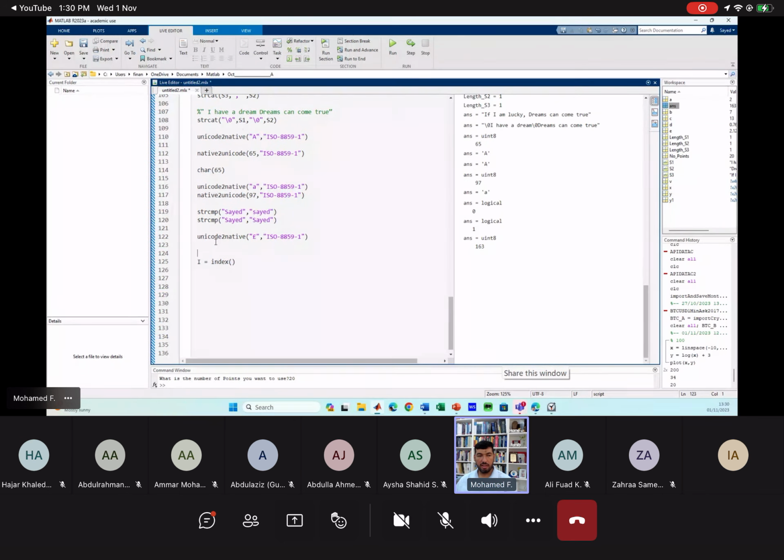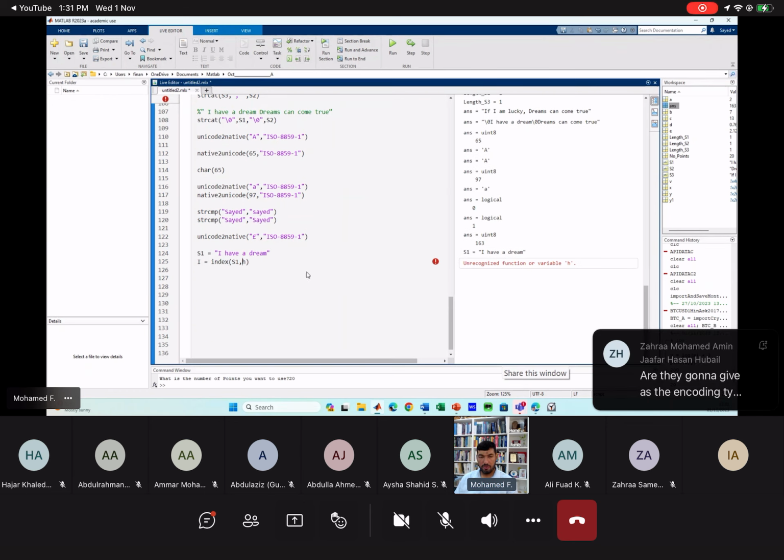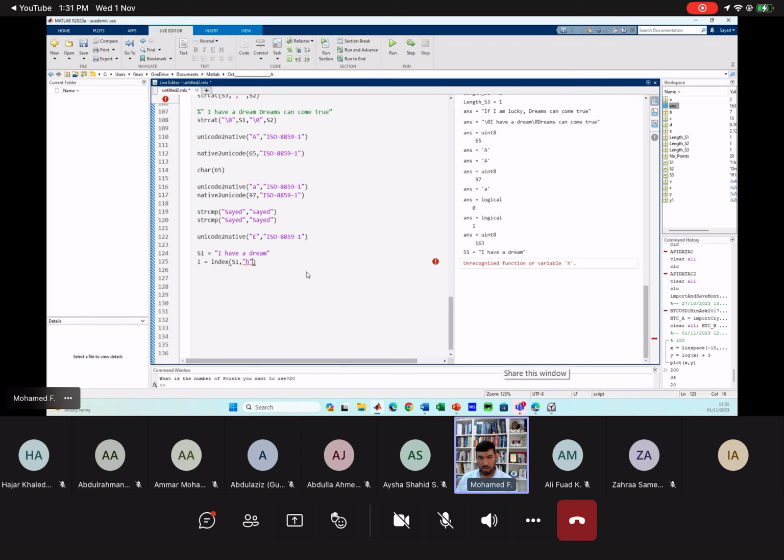Now, index, we can compare between, let's take one of those that we have earlier, S1, for example. We'll just write it again. So let's say that index S1, comma, and let's put H. I don't know if it runs here, but oh, sorry. I have to put it between quotation.